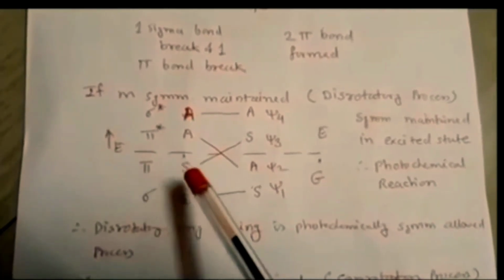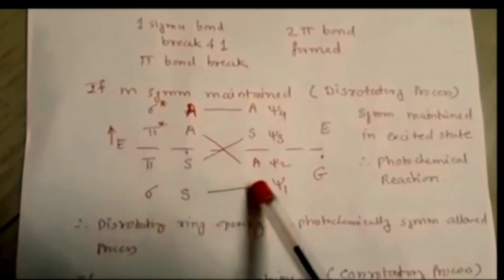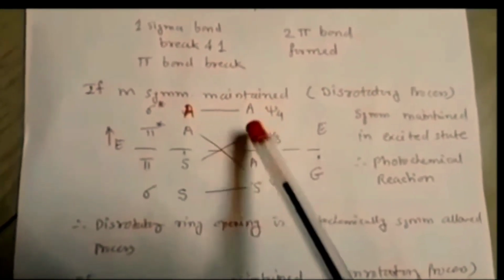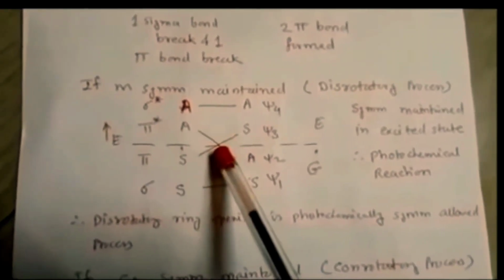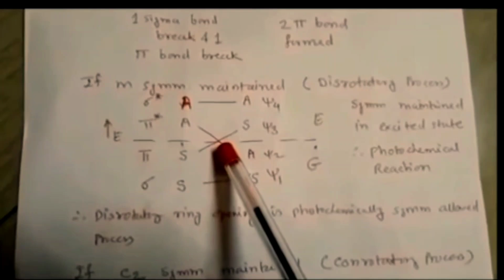See whether symmetry is matching in the ground state. This is symmetric, but this one is asymmetric. That means it does not match. So where does it match? Symmetric, this is a match. Asymmetric, this is a match. And in this way, it is matched in the excited state. So this is a photochemical process. As I told you in the basics, if symmetry is maintained in the excited state, then that reaction is a photochemical reaction.